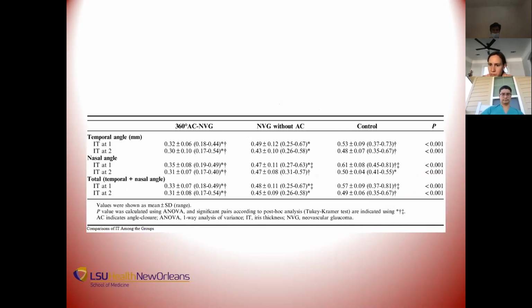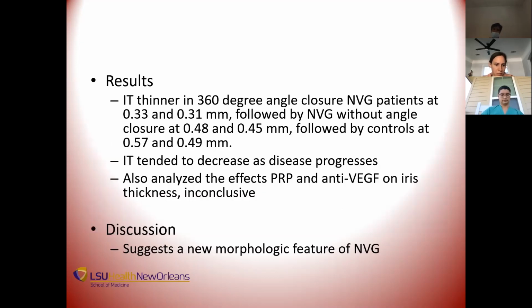Looking at the chart, from left to right, the disease severity increases and the iris gradually thins. So the controls have an iris thickness of around 0.5 millimeters, gradually decreasing with 360-degree angle closure neovascularization to around 0.3 millimeters. They also analyzed the effects of PRP and anti-VEGF on iris thickness, although I didn't include the data because they were inconclusive. I thought this is interesting because it suggests a new morphologic feature of NVG.